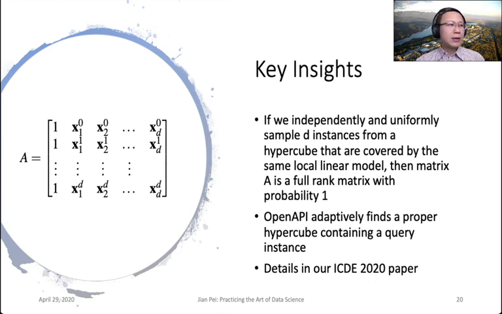The general idea is that if we independently and uniformly sample D instances from a hypercube that is covered by the same local linear model, then the matrix A is a full rank matrix with probability 1. And our OpenAPI approach adaptively finds a proper hypercube containing a query instance. For more details, please refer to our ICDE 2020 paper.